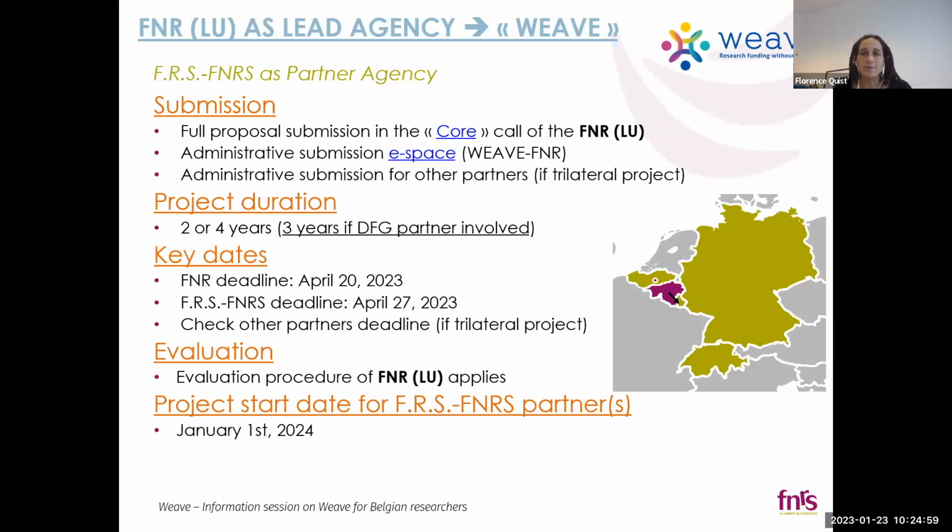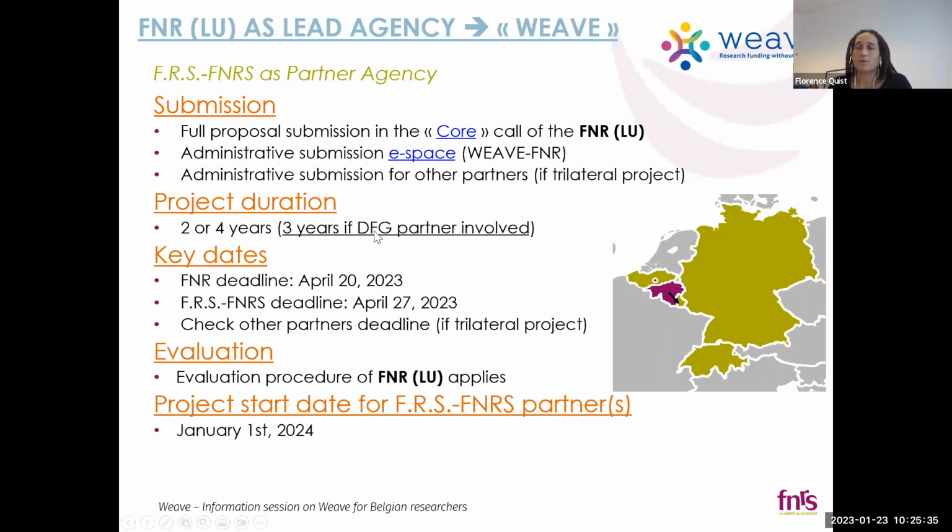Now let's go into some specific details of when you submit a WEAVE application. So when FNRS is a partner agency, and for example, Luxembourg has the lead, the submission that you will do, your WEAVE submission, will be in the core call of the FNR in Luxembourg. You have to do your administration in eSpace. It's going to be called WEAVE FNR. Then you have to have administrative submissions of other partners if you have a trilateral project. The project duration is 2 or 4 years.